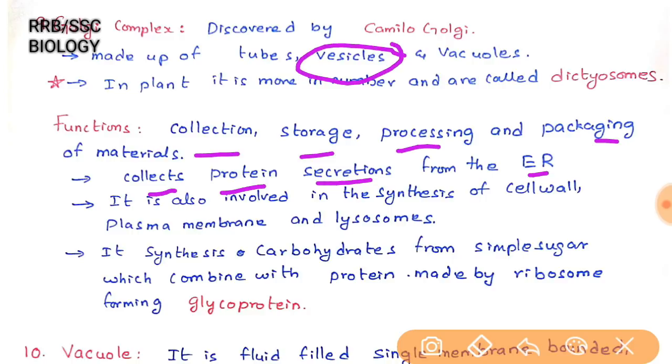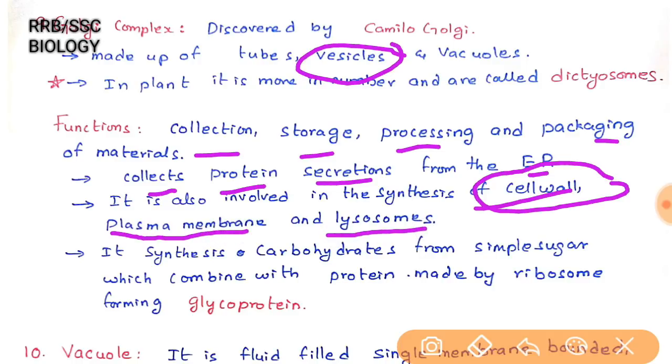It is also involved in the synthesis of the cell wall. See friends, this cell wall is synthesized by the Golgi complex. It not only synthesizes the cell wall by using the proteins, but also the plasma membrane and lysosomes. These cell wall, plasma membrane and lysosomes are synthesized with the help of the Golgi complex, friends.